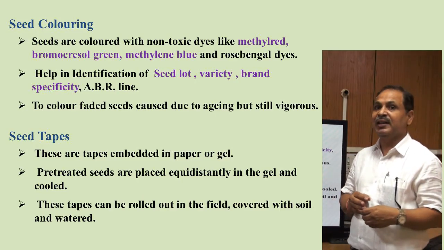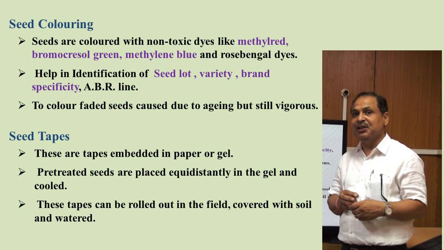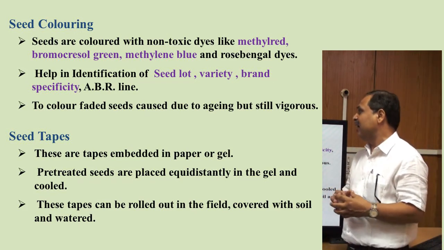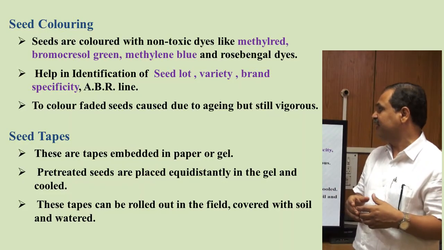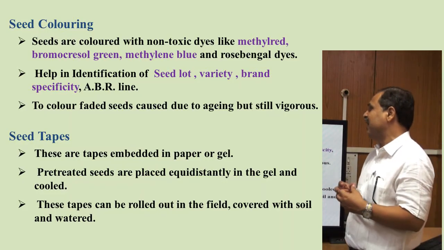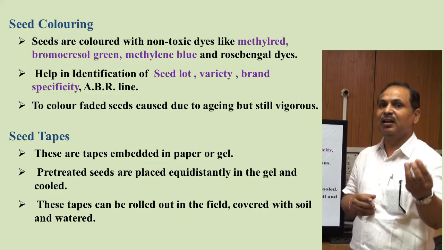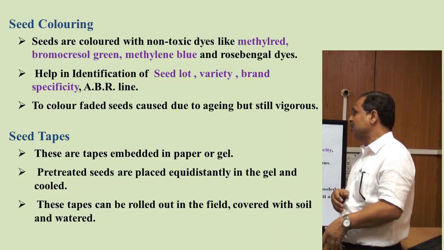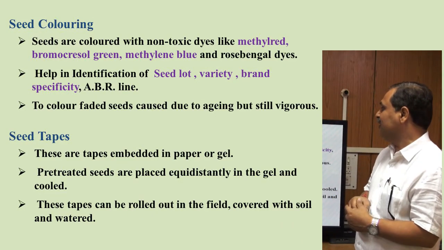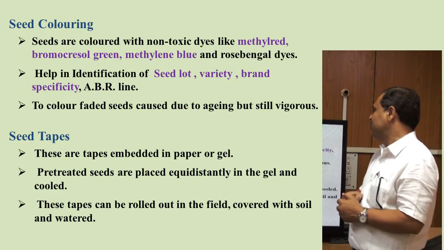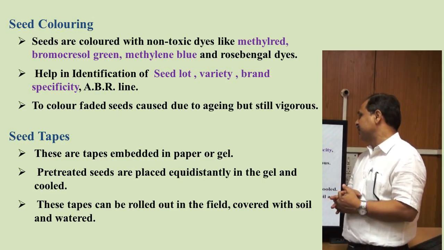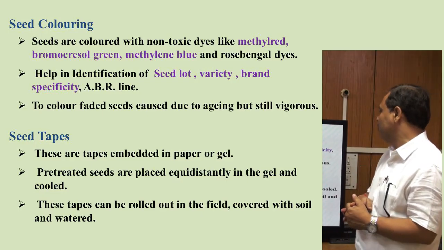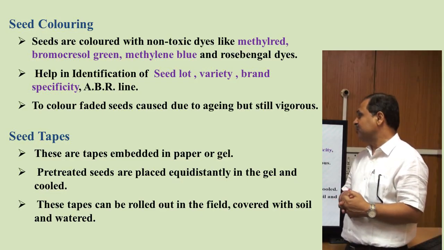We know very well that A is the male sterile line, B is the maintainer line, and R is the restorer line. If these three lines are colored with different colors, we can easily identify that this is the sterile line and it must be planted near the restorer lines. Color is also used for faded seeds, to improve the appearance of the seeds.